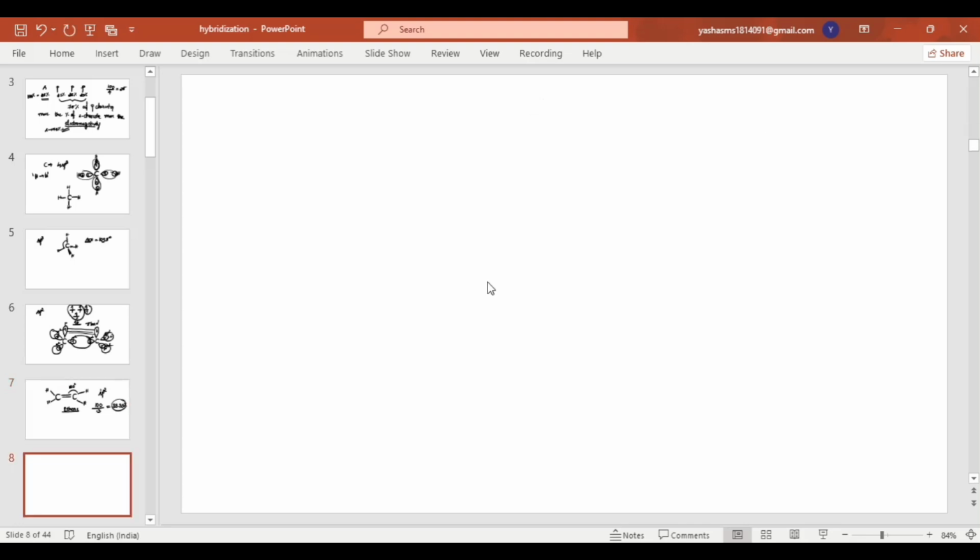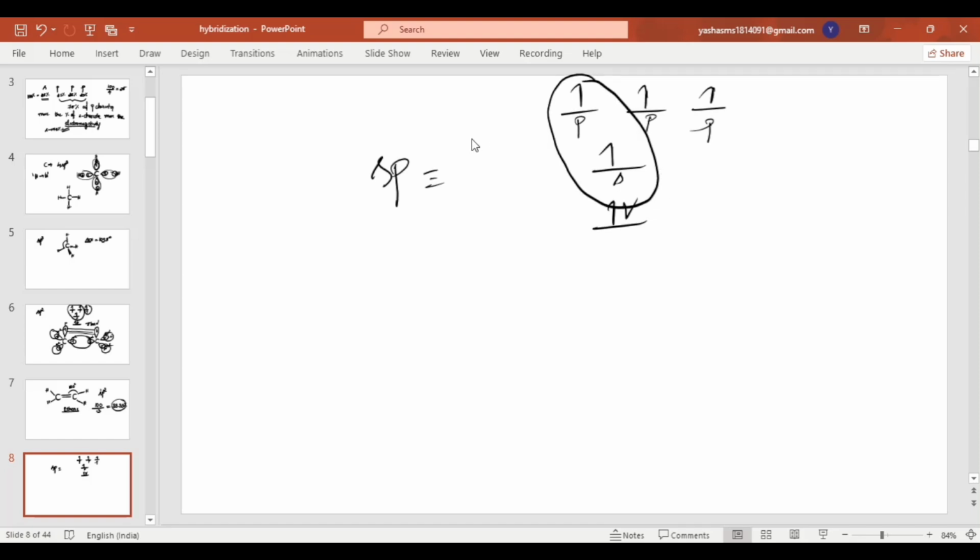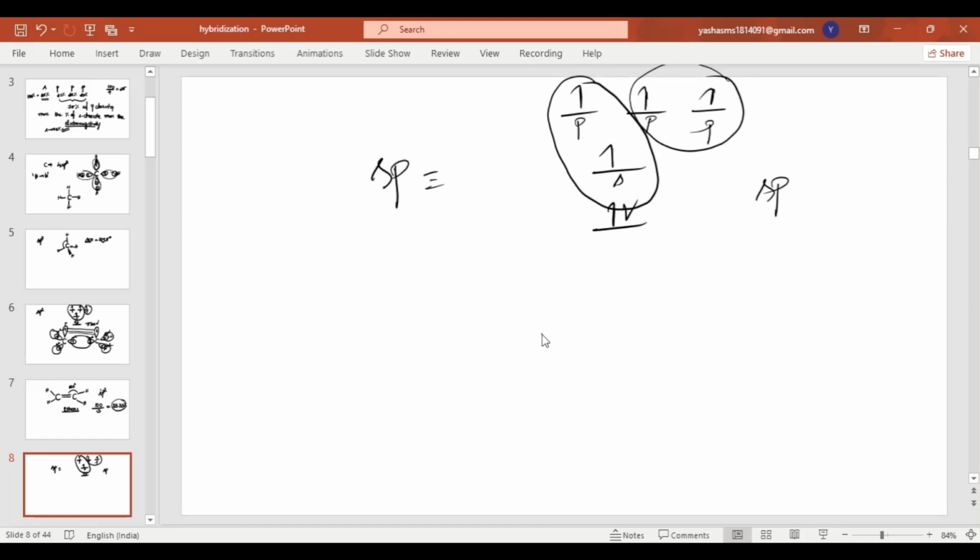Now we'll move on to the next one, which is the sp hybridized orbital. How will it look? The same thing, somewhat like this. The carbon atom has an electronic configuration like this. This is s, this is p, p and p. Now only the s and p orbitals will mix with each other to form sp hybrid orbitals. Then what about these two? They will remain as they are.